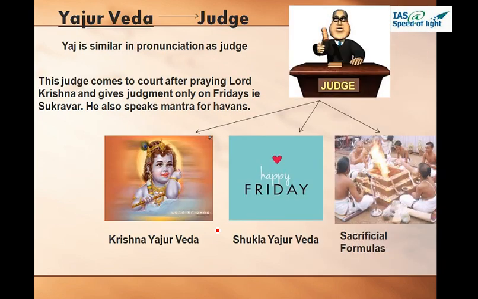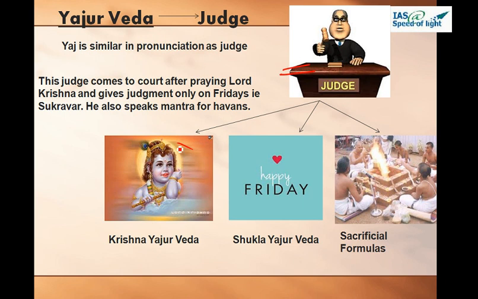Let's go ahead now to another Ved, which is Yajurved. Yaj is similar in pronunciation to judge. So Yaj becomes judge for us. For Yajurved, our image will be of a judge. Now we are free. We already have a picture of a judge in our mind, and we can attach whatever information we want to attach to that judge. You can see on the screen. So this is the judge for us, and let us see what all information we want to attach to the judge.